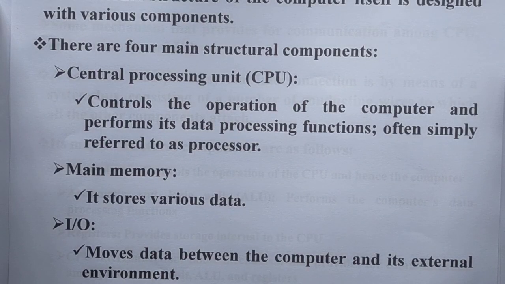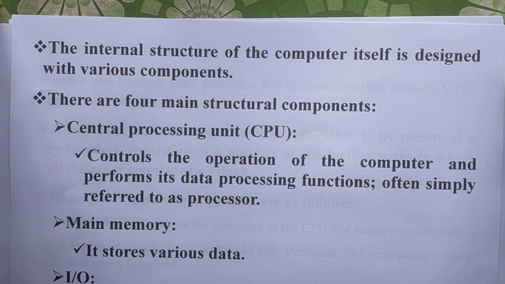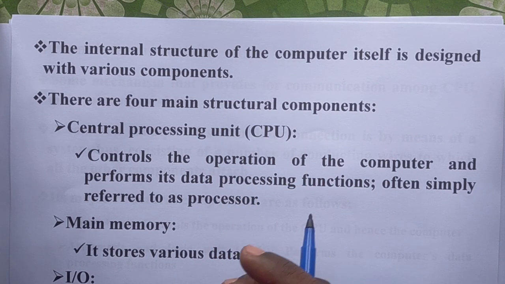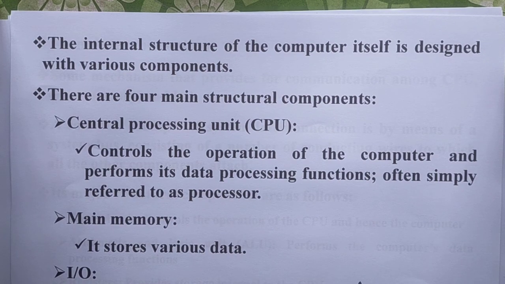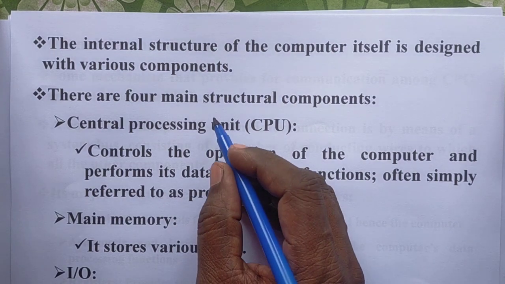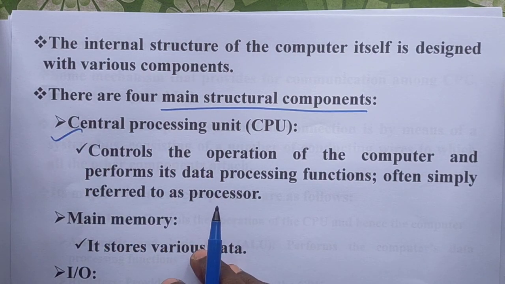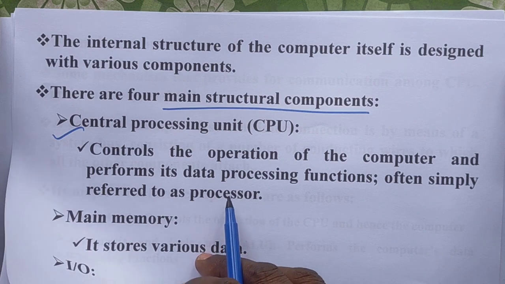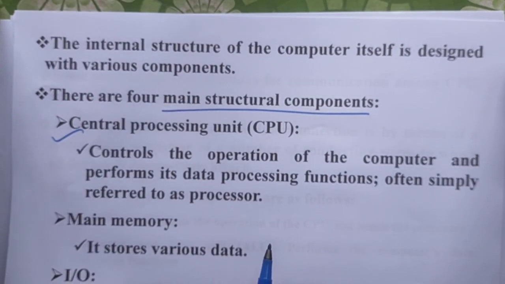And the internal structure of the computer system: if we go through the internal part of the computer system, it is itself designed with various components. We will see how it is defined in different ways. The main structural components are: one, the central processing unit; next, the main memory; next, the I/O devices; and next, the internal interconnection.